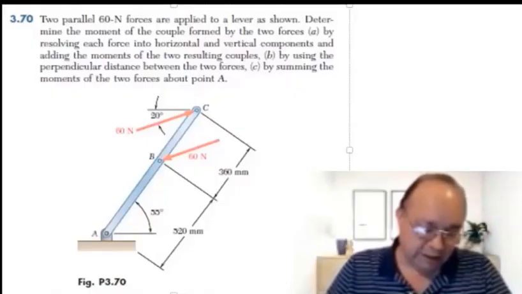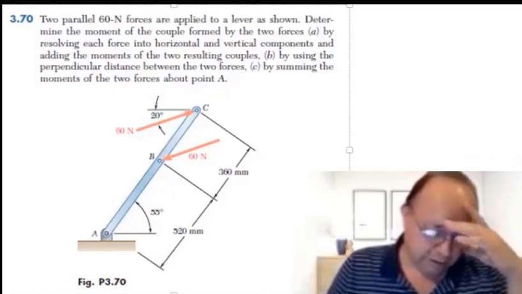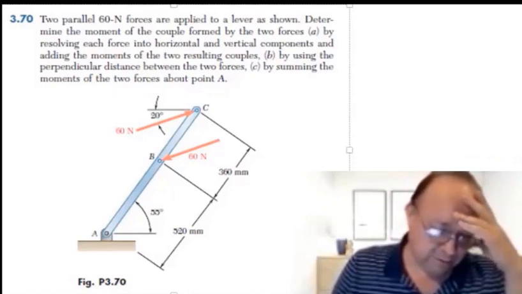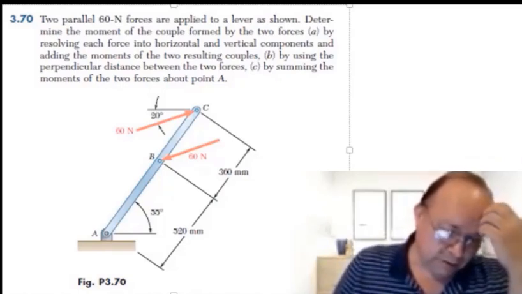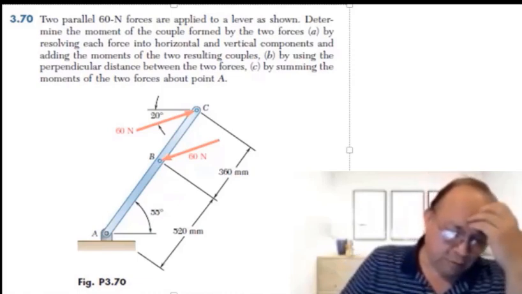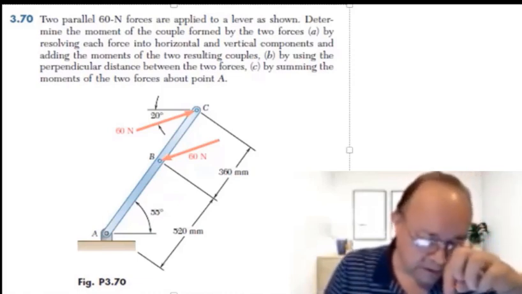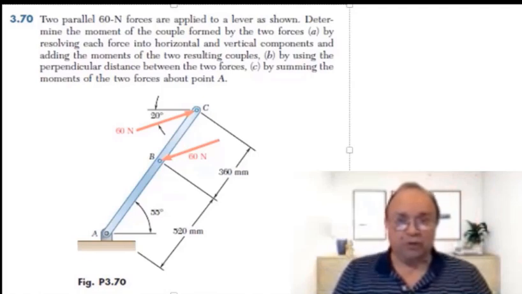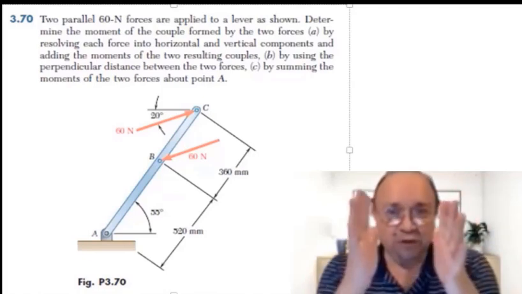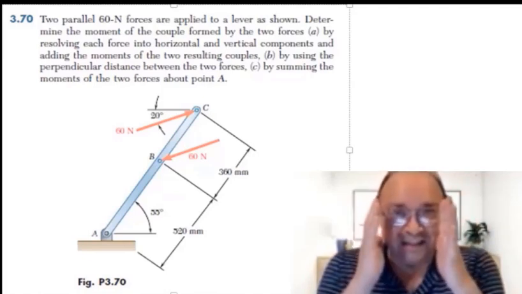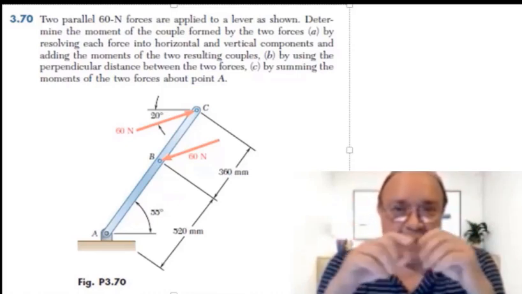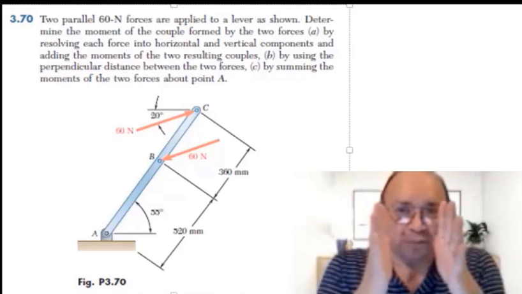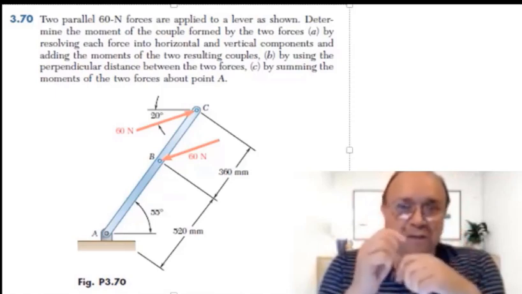All right, so, well, basically the figure shows what it is. Let's see if there is anything else. Two parallel 60 Newton forces are applied to a lever as shown, determine the moment of the couple formed by the two forces. Okay, we're going to calculate the moment produced by this couple. When you have a couple, that couple produces a moment. And the moment is equal to the magnitude of the forces multiplied by the distance.